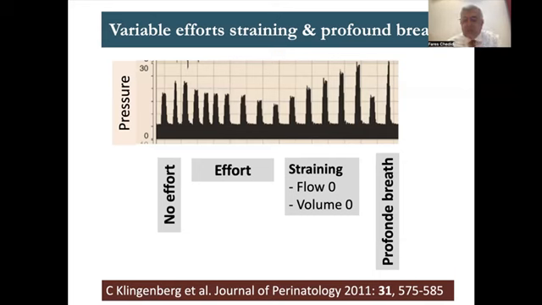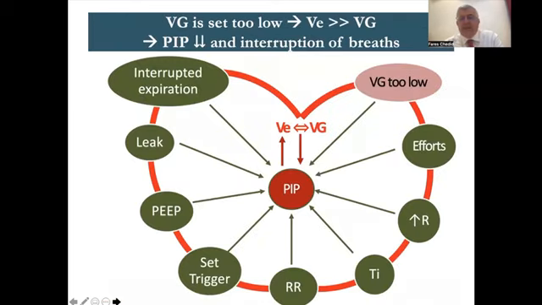So this is the variable effort, training, and profound breaths. They can affect really the PIP. Last but not least, and that's probably even the most important, is when the physician decides to give the patient a volume guarantee too low. Patient wants a volume of 7-8 ml/kg, and the physician had learned from the book, I want to be safe, I want to give 4 ml/kg. But the patient wants 7-8 ml/kg.